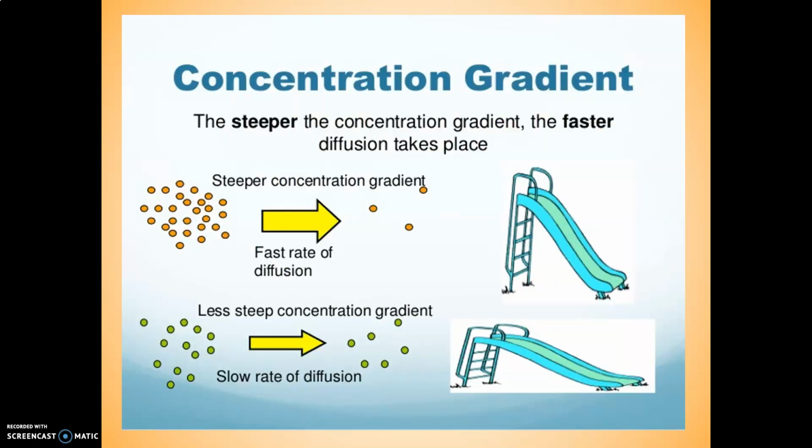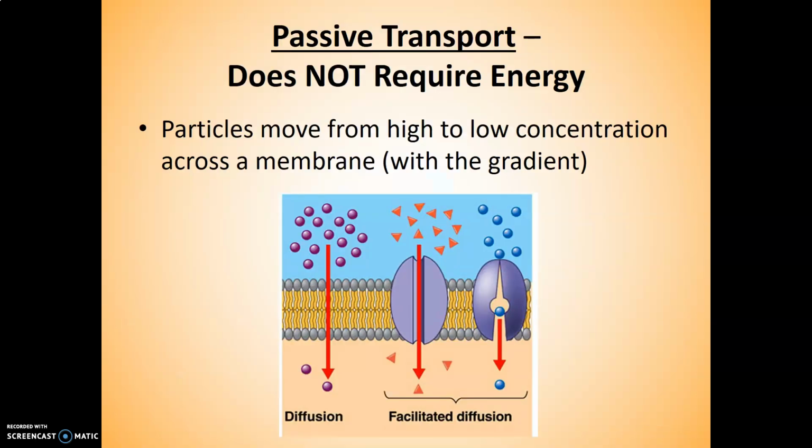So the steeper the concentration gradient, the faster diffusion takes place. Steeper concentration gradient meaning I have a lot of molecules on one side and not a lot on the other side of this membrane. This is going to cause a fast rate of diffusion. Those lots of molecules are going to want to rush into the cell to create a balance or a dynamic equilibrium. The less steep of a gradient, meaning the closer to equal those molecules are, the slower the rate of diffusion. So you can look at it as two different types of slides.